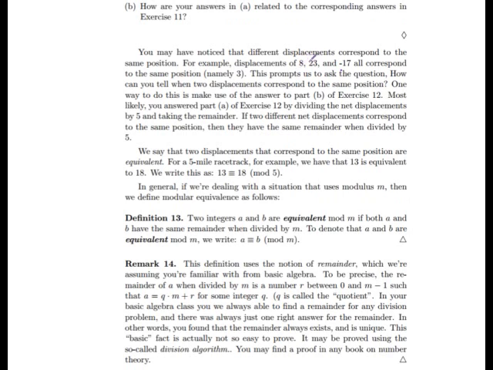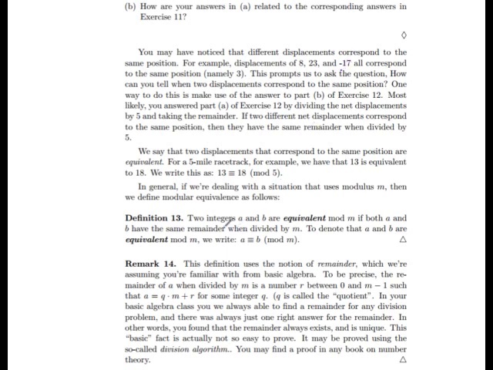If you divide 23 by 5, you have remainder 3. If you divide minus 17 by 5, well, minus 17 is minus 20 plus 3. Minus 20 is divisible by 5. So minus 17 also has remainder 3. Remember, the remainder has to be a number between 0 and the modulus. We're always taking positive remainders.